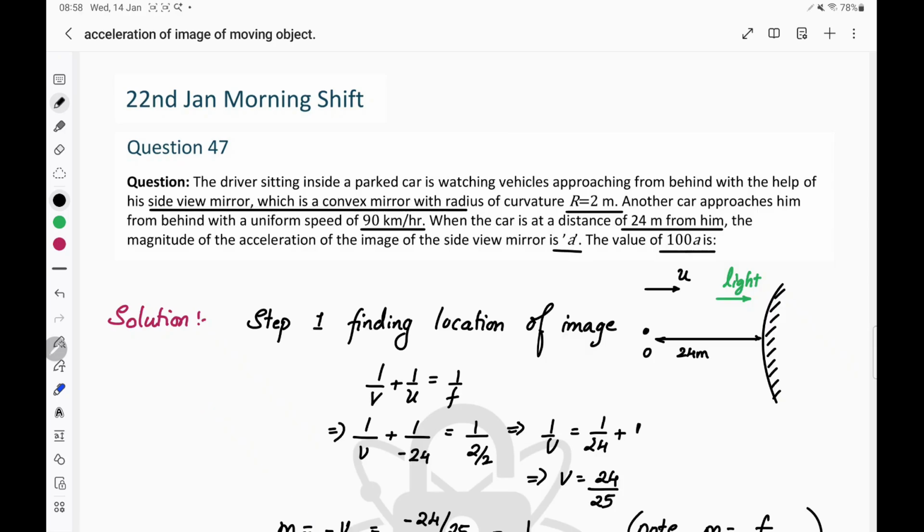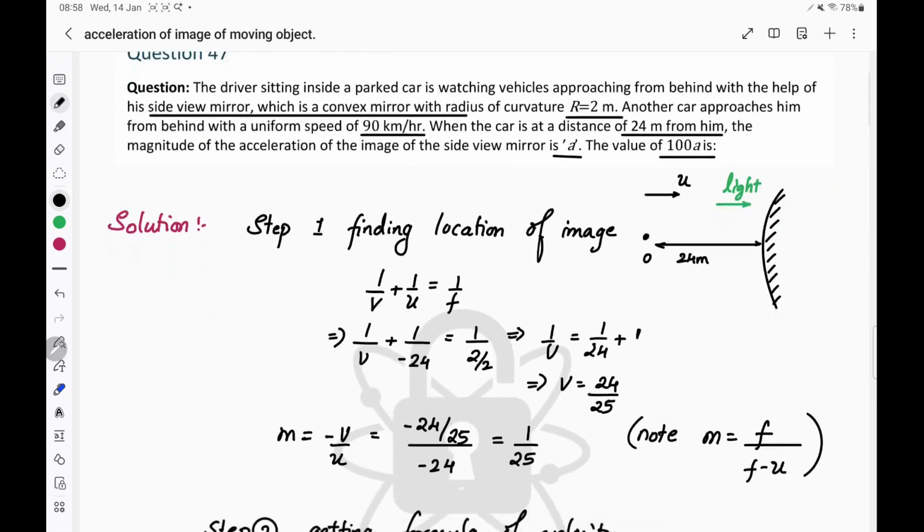So let us first solve this question by the regular approach. Then I will show you a new unseen approach to solve this question. The solution is as follows.